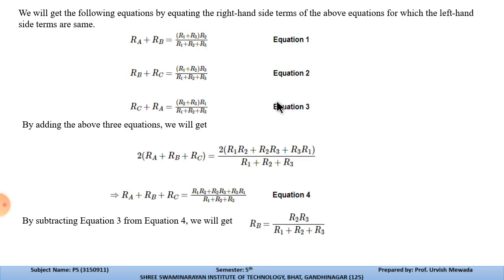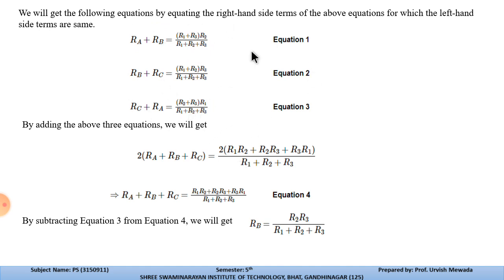So we are comparing both the sides of the star as well as the delta. This is the star side and this one is the delta side. So RA plus RB is equal to, here you can see, RA plus RB. So what was the equation for the first branch? RA is equal to R1 plus R3 into R2 divided by R1 plus R2 plus R3. Similarly, we can write all three equations for all three branches.